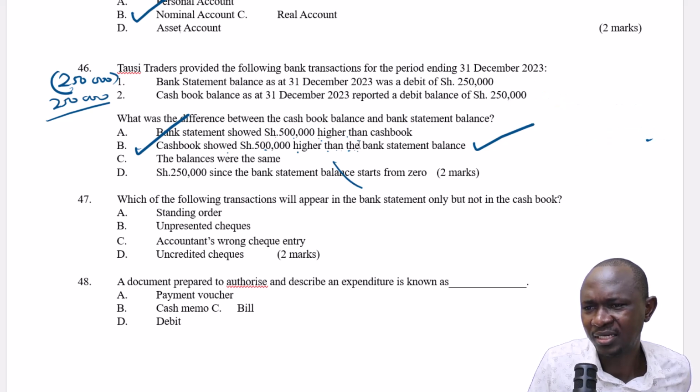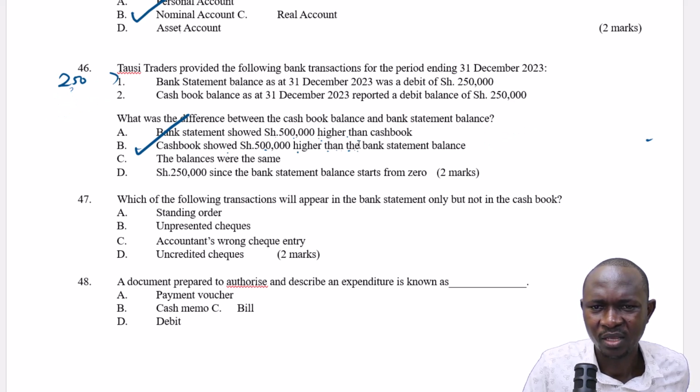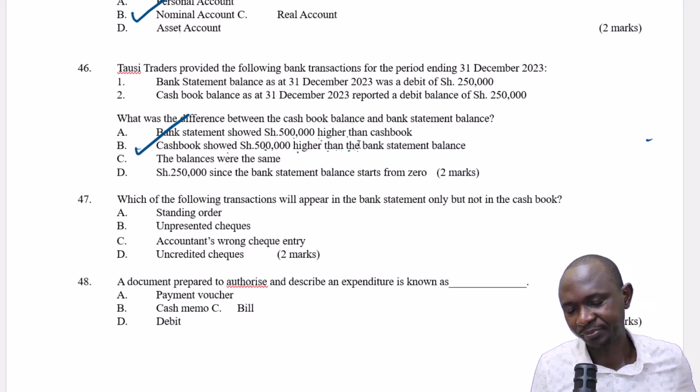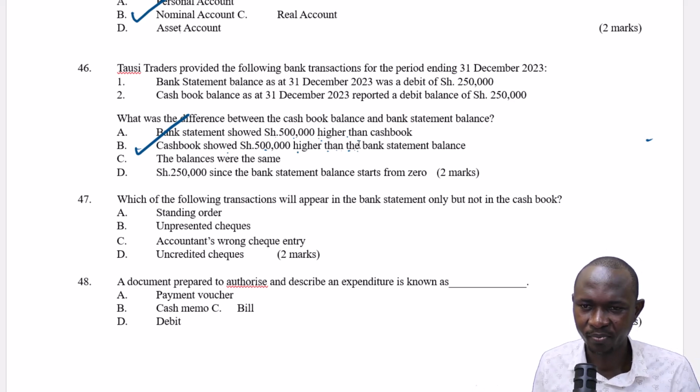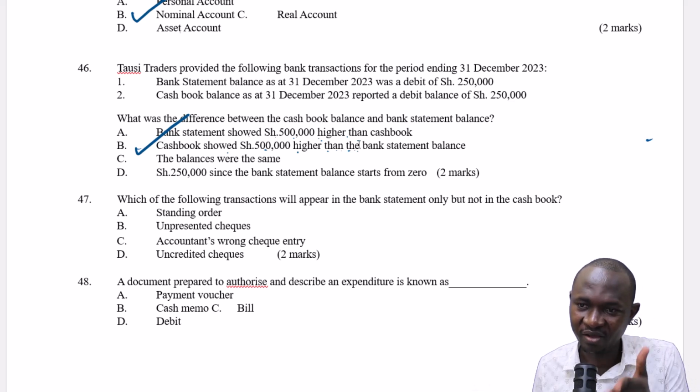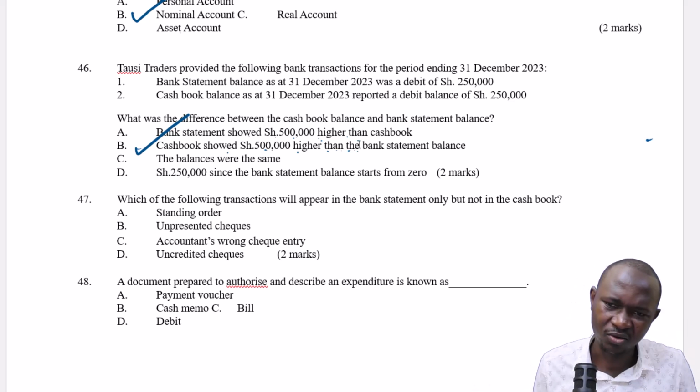It's quite a challenging question. I know some of you might still take time to understand that, but that's how it is. If you have money in the bank, it's normally called credit balance, not debit balance. Debit, it's an overdraft. So the difference is 500,000, and cash book is showing 500,000 higher than the bank statement. Okay.